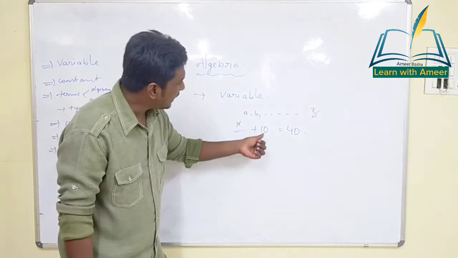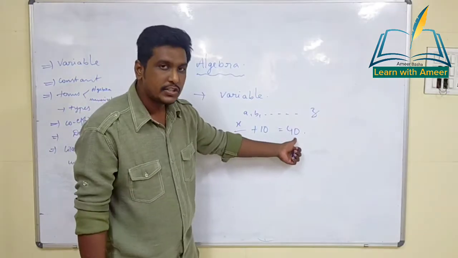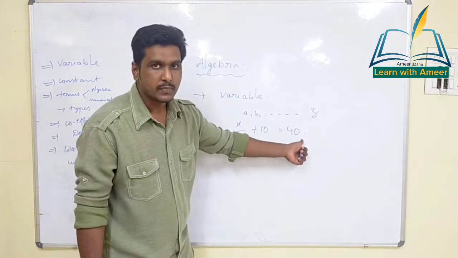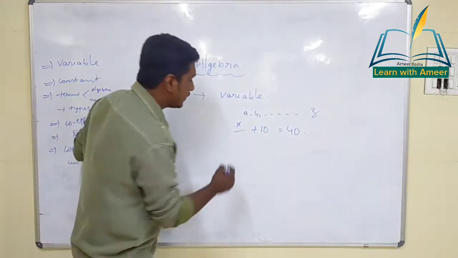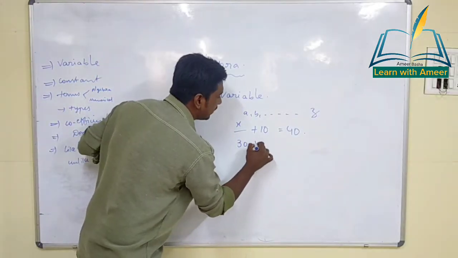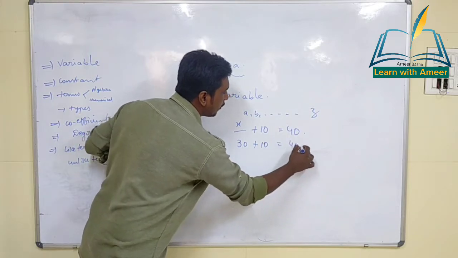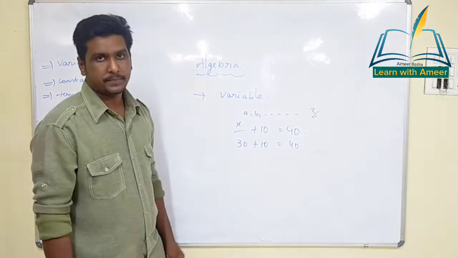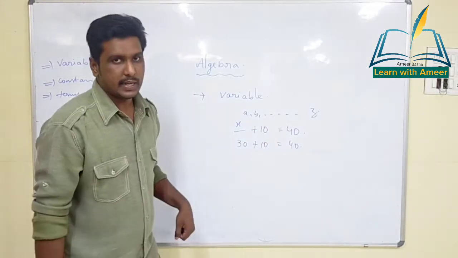Now how much plus 10 will be 40, children? How much? So 30 plus 10 will be 40. So in the beginning, how many chocolates was I having? 30.